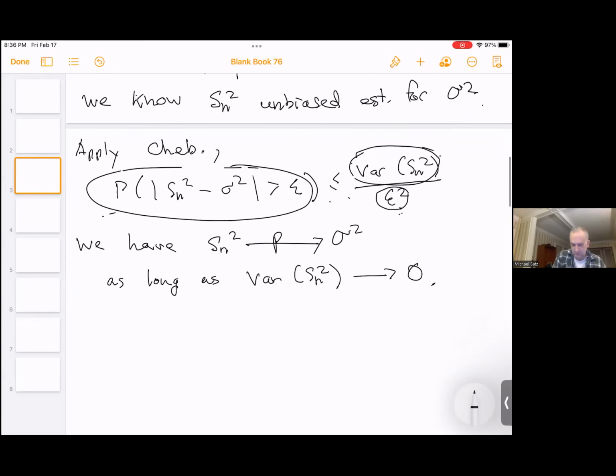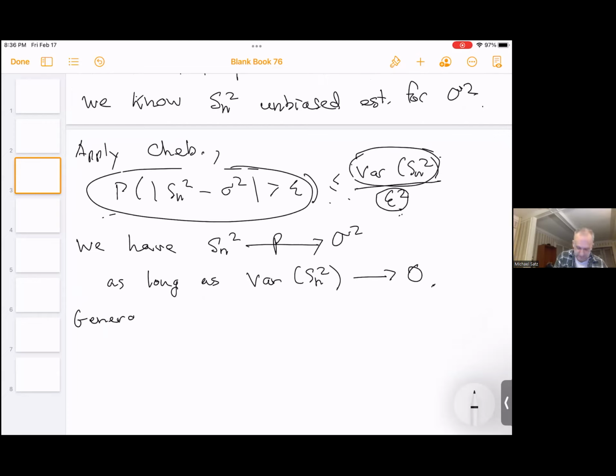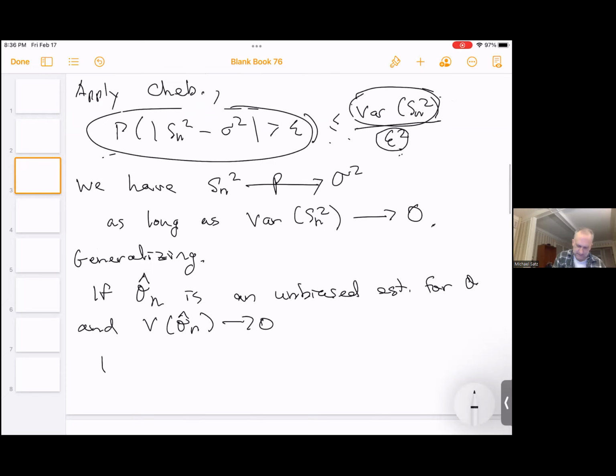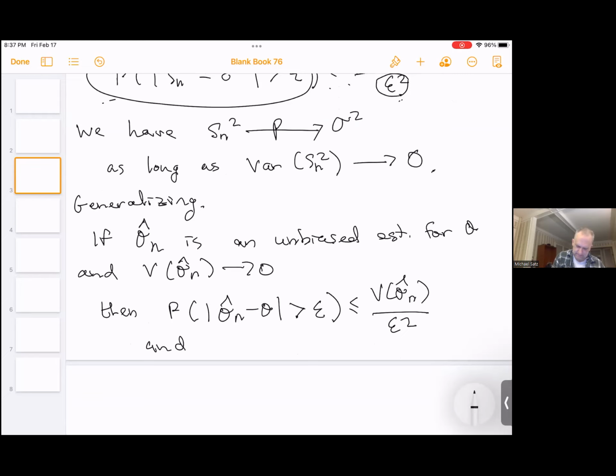In fact, this is even more general. We can generalize. So generalizing, if, let's say, theta hat n is an unbiased estimator for theta, and the variance of theta hat n goes to 0 as n goes to infinity, then the same thing, let's write it just because it's fun to write, the probability that theta hat n minus theta is greater than epsilon is less than the variance of theta hat n over epsilon squared, and theta hat n goes to theta in probability.